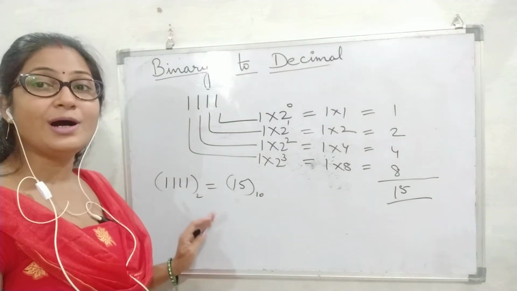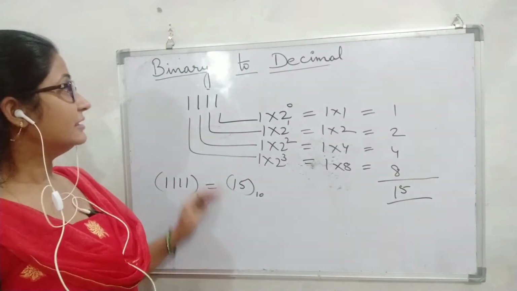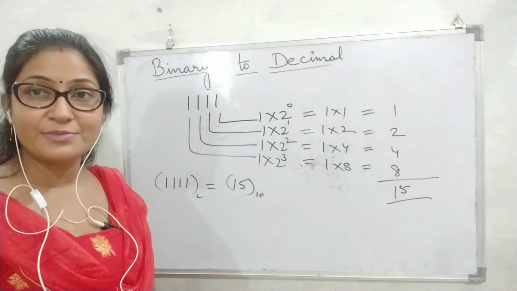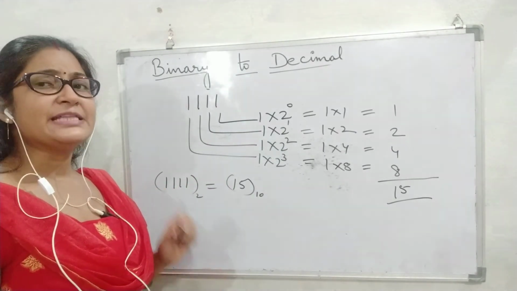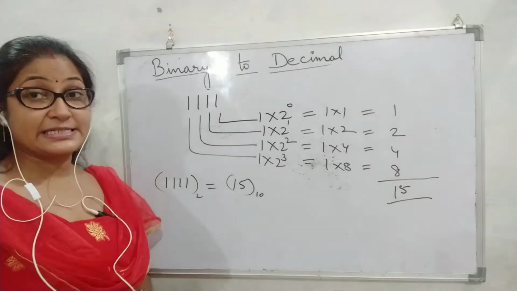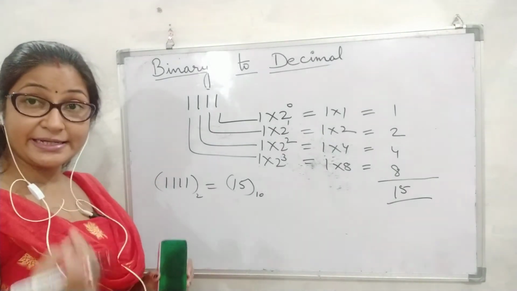This is how you are going to convert the binaries to decimal. I hope the solutions are clear to you. It's very simple. And now try it yourself.